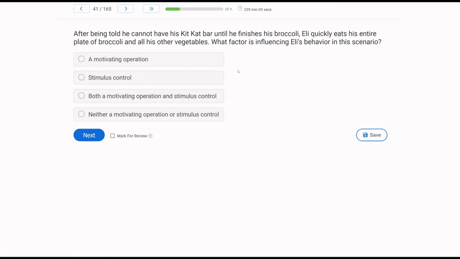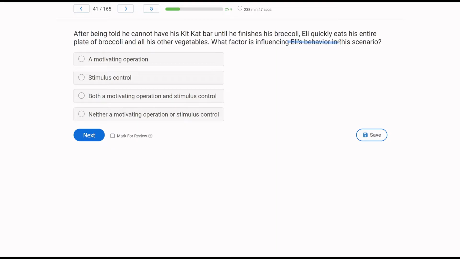After being told he cannot have his Kit Kat bar until he finishes his broccoli, Eli quickly eats his entire plate of broccoli and all his other vegetables. What factor is influencing Eli's behavior in this scenario? So we are looking at Eli's behavior.